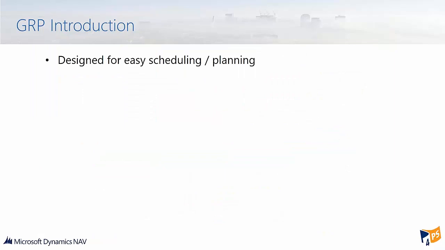Okay, so what is the GRP and why have we got it? Why is it a thing? It's basically designed for easy scheduling and planning within the system. If you're doing it each time through the NAV system and having to plan dates and times, it's very easy to lose track of where you are. The scheduler is designed to keep an overview of what's going on across the board, so you can see exactly who's being planned and when, what resources are available, etc.